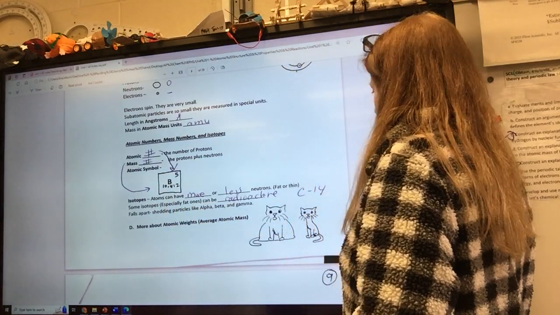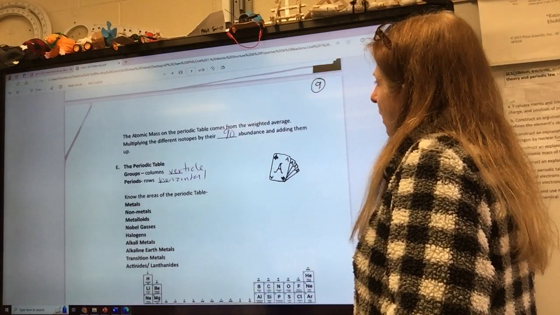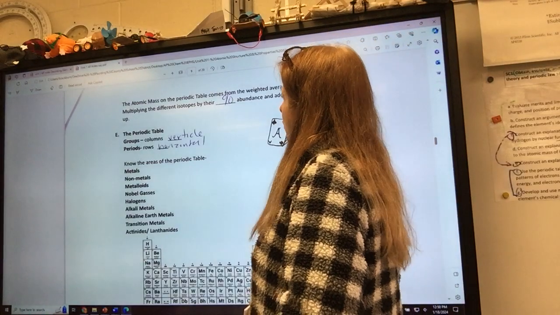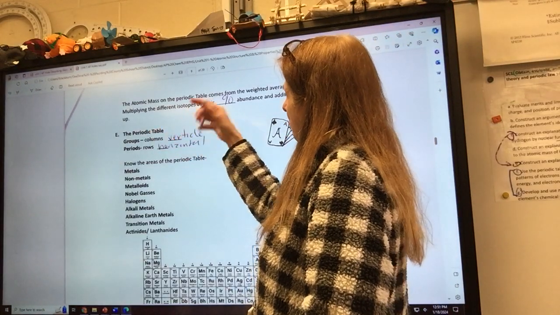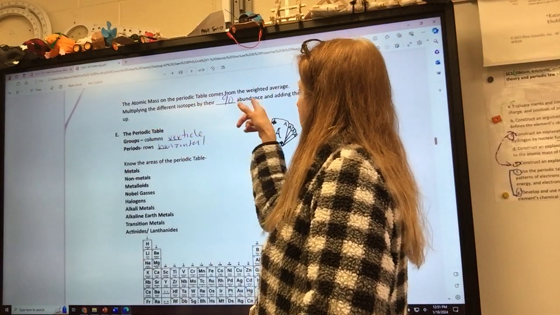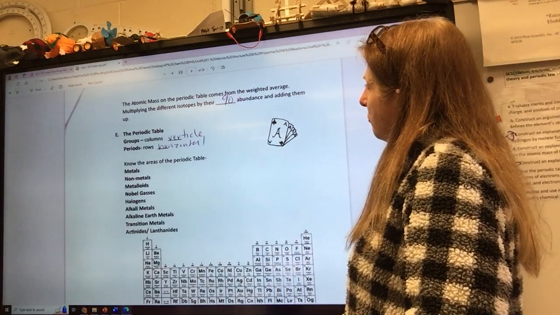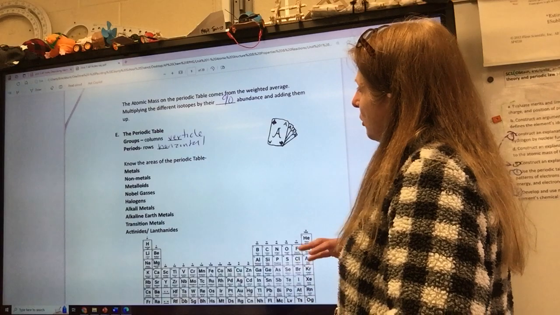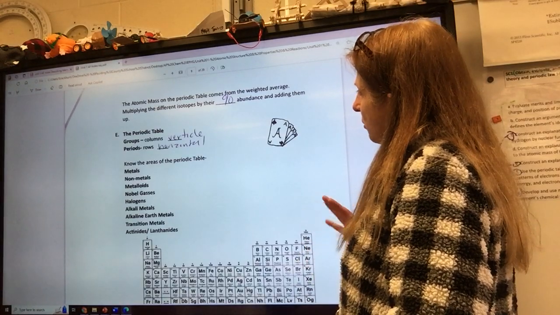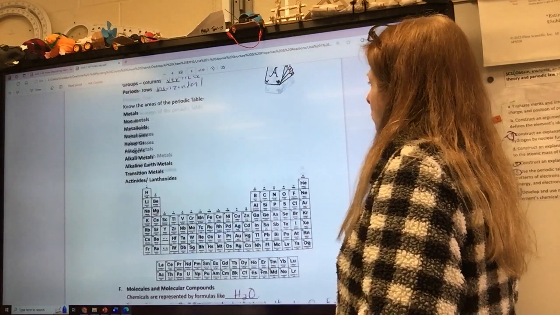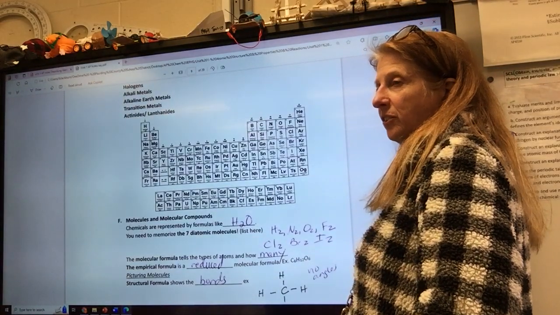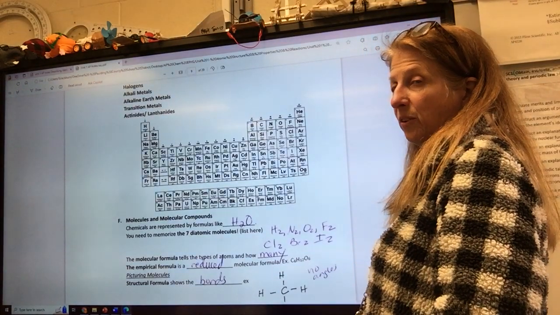So now, this is the mass. The average atomic mass comes from the weighted average. So you multiply their mass by the percent abundance and add them up. And we'll be doing some problems with that. So periodic table, the groups or columns, they're vertical, periods are horizontal. And I didn't recolor this because you've got it in your notes. So everybody can recolor that from your other notes, right?